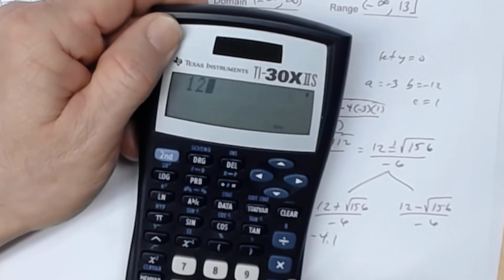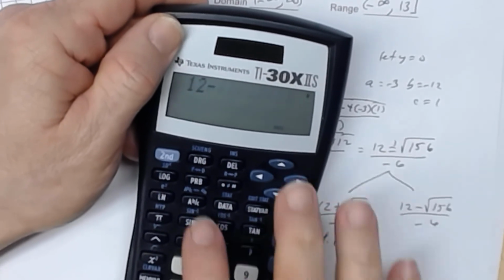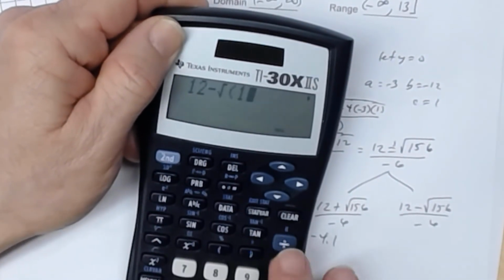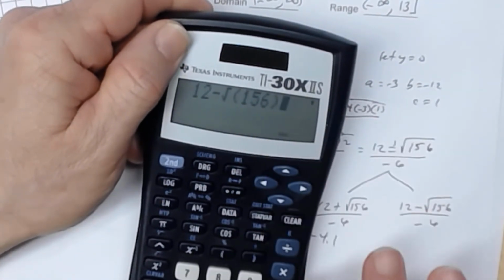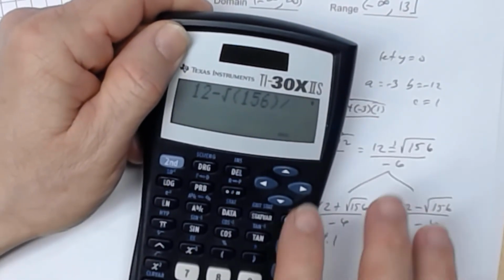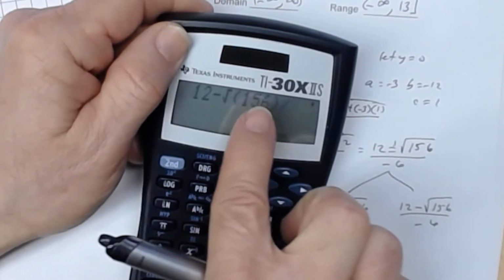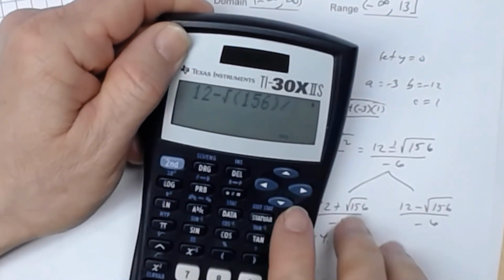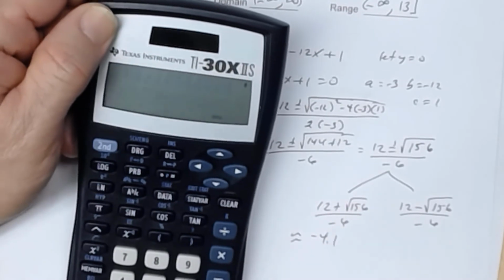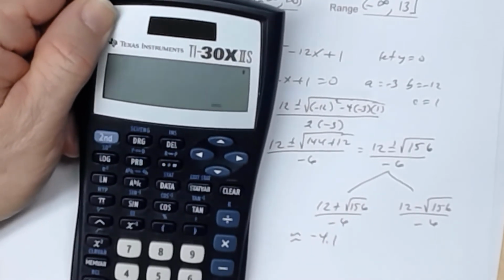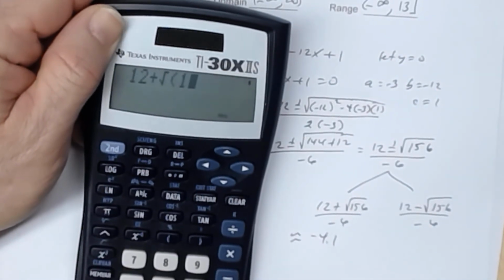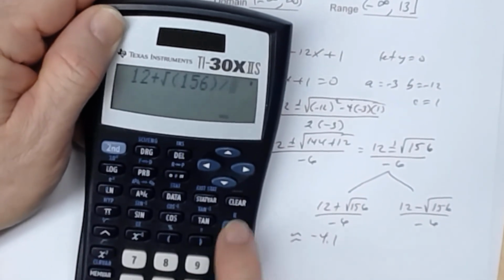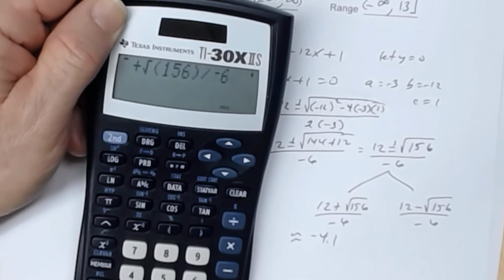12 minus the square root of 156. Remember, that's the numerator. Don't say divide by negative 6, because the only thing you're dividing by negative 6 is this radical. So let me go back to this and show you. If you had said 12 plus the square root of 156, and then divide by negative 6, look at what you would have gotten.